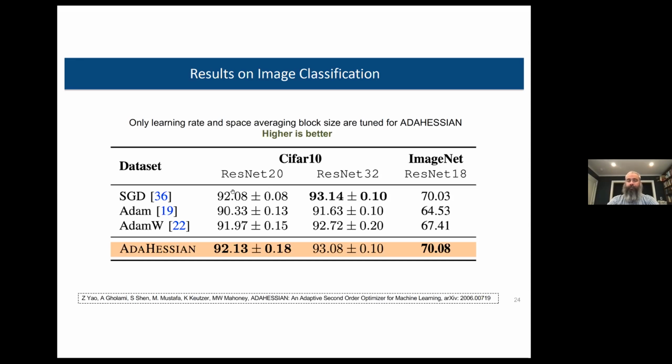AdaHessian is the same. So 92.08 versus 92.13. It's a little bit better here. 93.14 versus 93.08, marginally worse here. But they're the same. 70.08 versus 70.03, right? I mean, if you were to run this different times, whatever, these are basically the same. So AdaHessian is the same or marginally better than SGD with momentum, but quite a bit better than Adam and AdamW. So this is a basic image classification task.